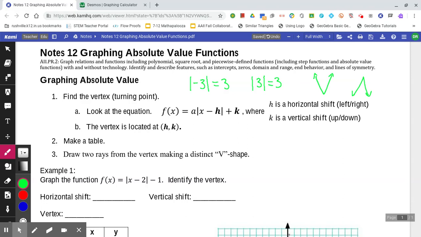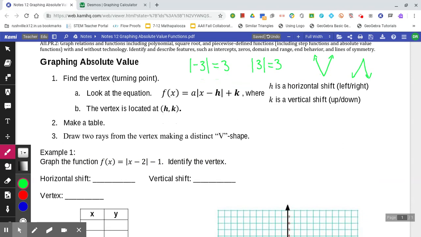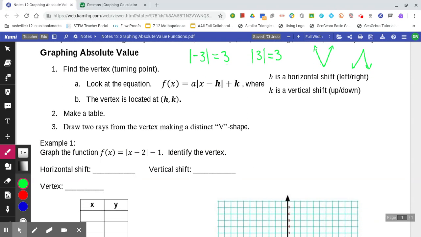So let's take a look at a few things here to help us out in making these graphs. As you look at the graph, you might notice that there is this turning point, and that turning point we call the vertex. We practiced looking at vertex form with parabolas, and to do that, we looked at the equation of a parabola. In this case, we're going to look at the equation of the absolute value function in vertex form, where we have x plus something or minus something inside the absolute value bars, and then we'll add or subtract some value at the end.